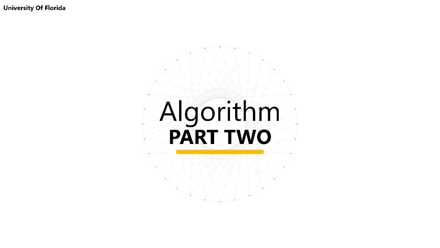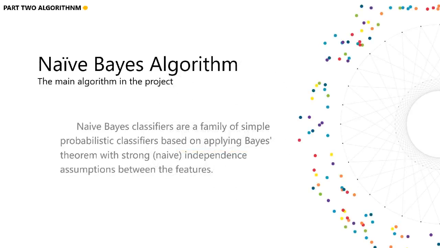The second part is the algorithm. In the project, the main algorithm we use is the naive Bayes algorithm. Naive Bayes algorithm can construct a classifier called naive Bayes classifier. It is a family of simple probabilistic classifiers based on applying Bayes' theorem with strong naive independence assumptions between the features.